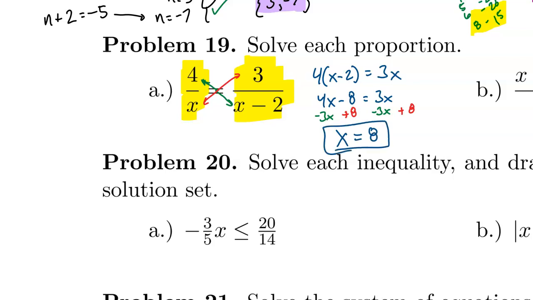Of course, as with any equation, I can plug this back in to check. The left-hand side of the original equation is 4 over 8. The right-hand side is 3 over 8 minus 2, which is 3 over 6. And both of those are equivalent to 1/2.